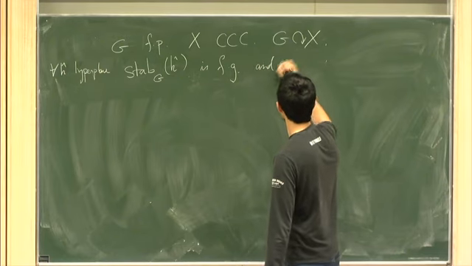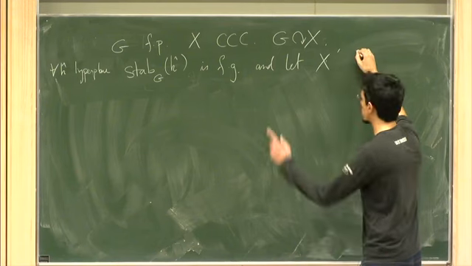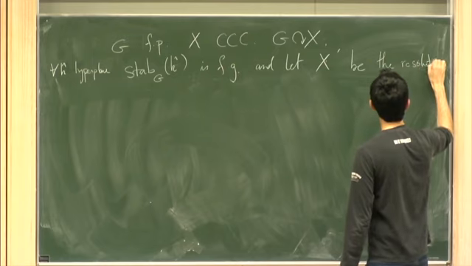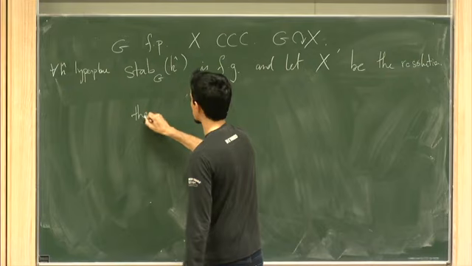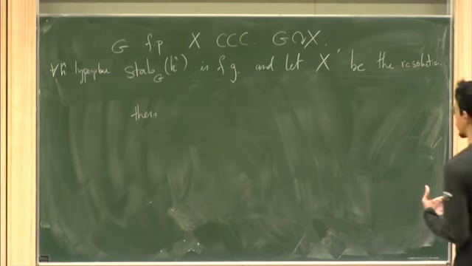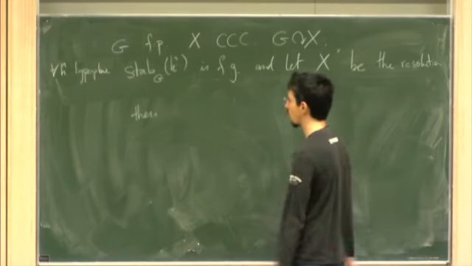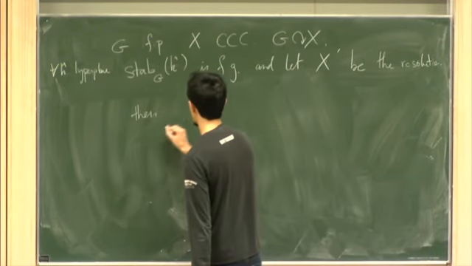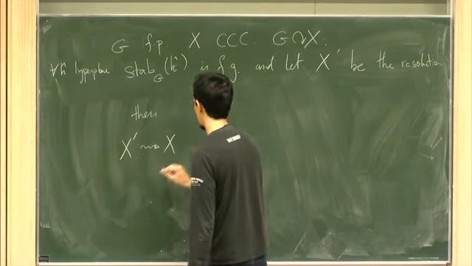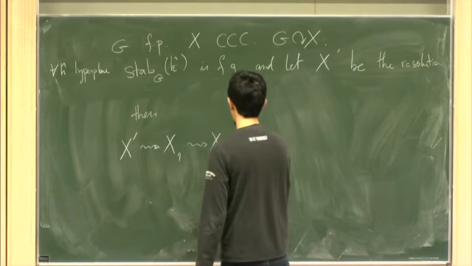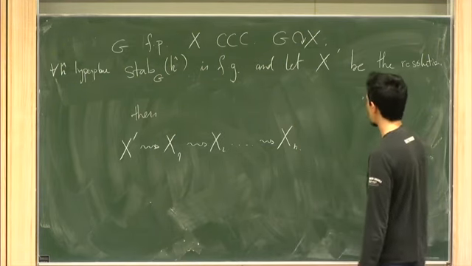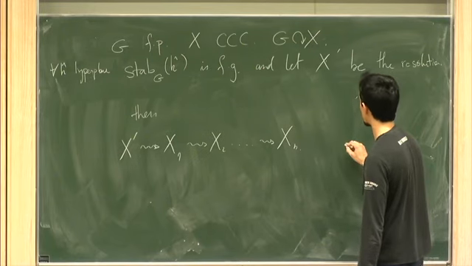and let X prime be the resolution described. Then there is a finite folding sequence that gets you from X prime to a complex which L1 embeds into X. So the folding sequence: X prime folds to X1, X2, etc., till we arrive at some Xn, which now L1 embeds into X.